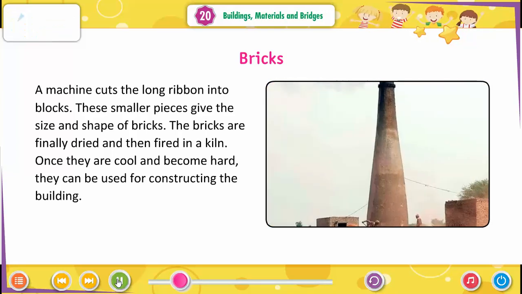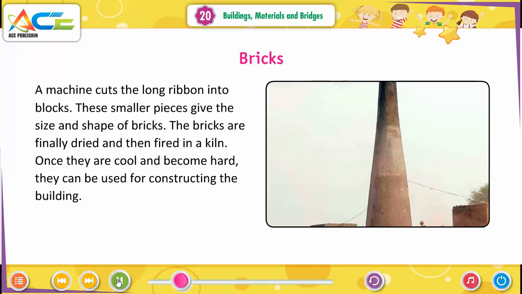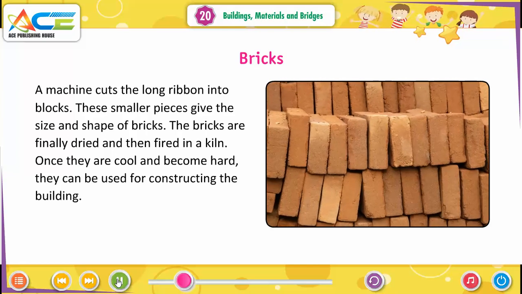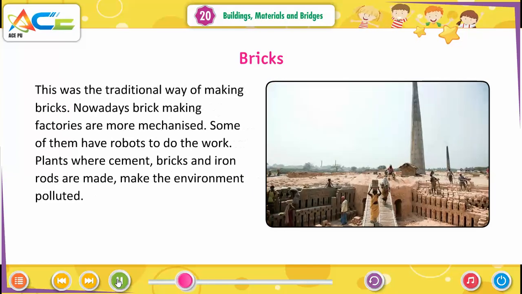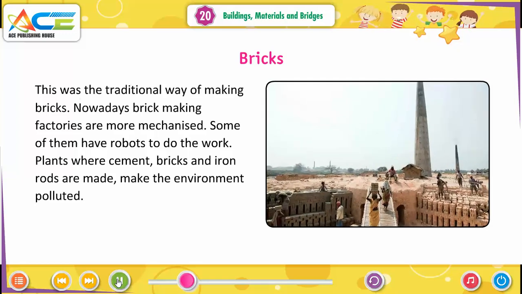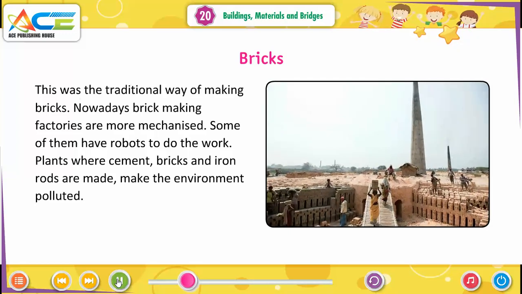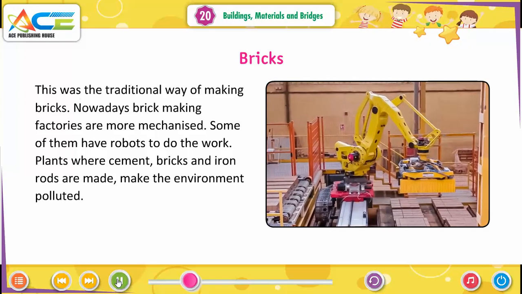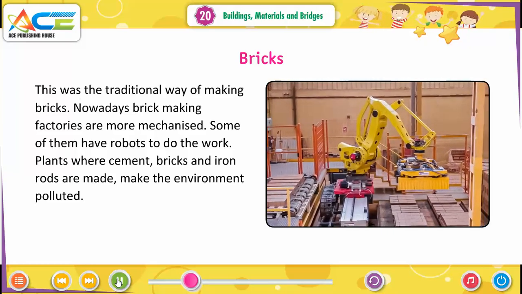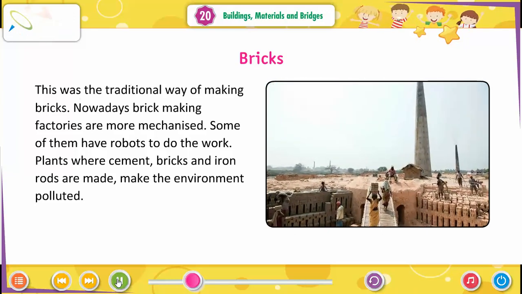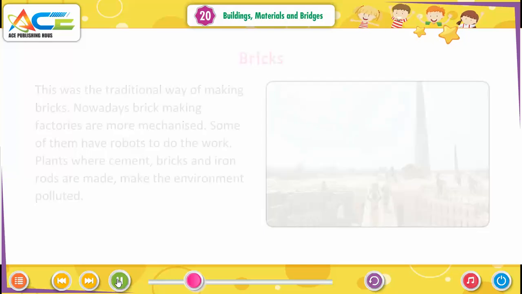The bricks are finally dried and then fired in a kiln. Once they are cool and become hard, they can be used for constructing the building. This was the traditional way of making bricks. Nowadays, brick making factories are more mechanized. Some of them have robots to do the work. Plants where cement, bricks and iron rods are made make the environment polluted.